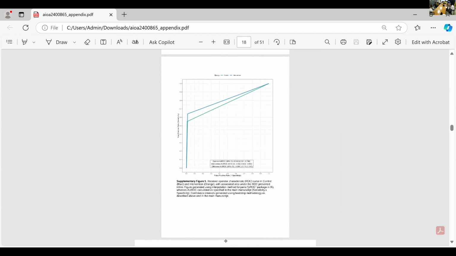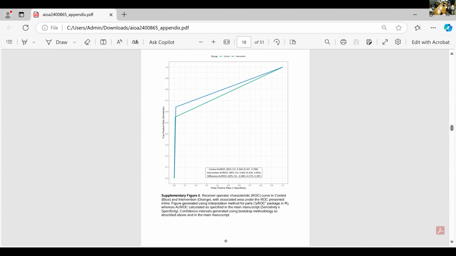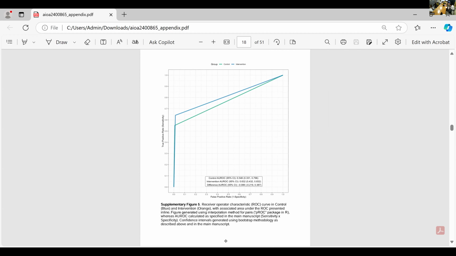So this was the ROC curve that they have given. Screen is shared. So green here is control and blue is intervention. On the x-axis we have the false positive rate and on the y-axis we have the true positive rate. So this is their point estimates of ROC. There is a difference, but like we saw earlier, the confidence intervals are overlapping.